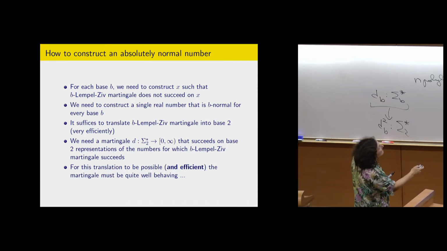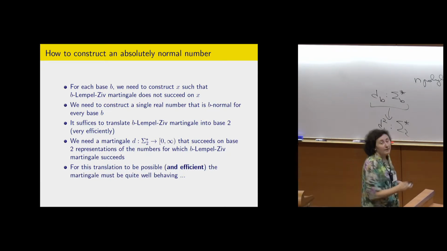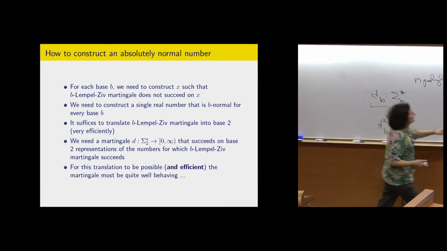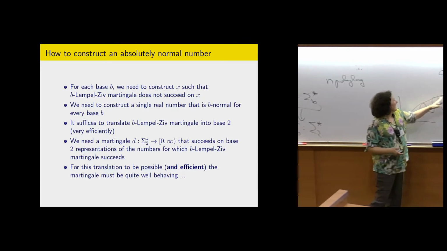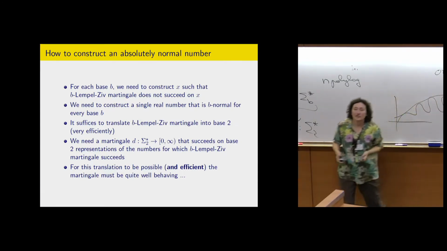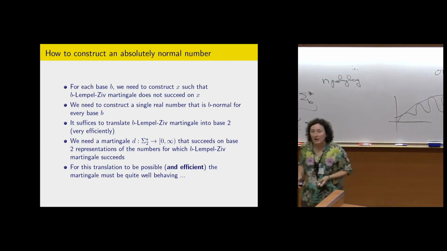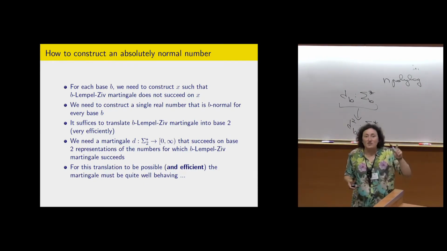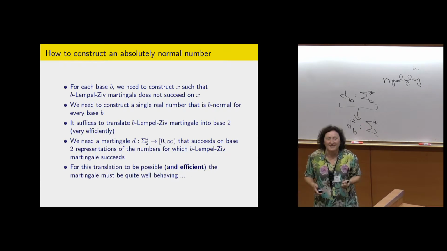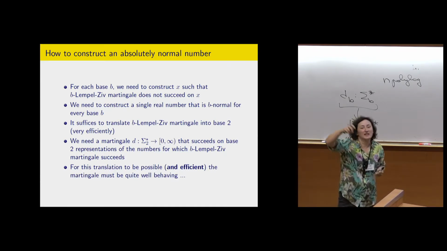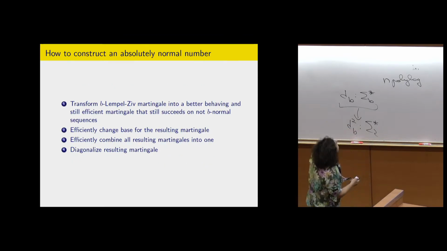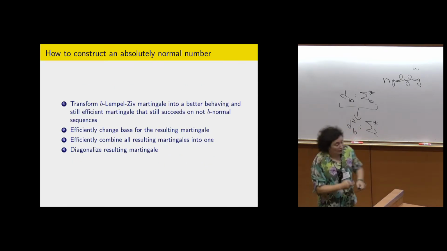But for this translation to be possible and efficient, the martingale must be quite well behaving. And this good behavior means that I have to try to avoid this erratic behavior. I want a conservative martingale that doesn't change its mind very much. If you decide that this is good and you're growing, you don't go down very quickly. So this is the idea of how to construct an absolutely normal number.